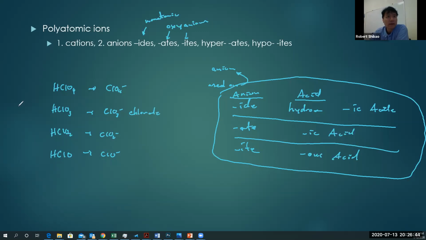If this one's chlorate, then this must mean it's chloric acid. Because what we do is we take the anion name chlorate and then just change it to ic acid. ATE goes to ic acid, so this is going to be chloric acid. What's this one, ClO4 minus called? It has one more oxygen, so it's hyper, but we don't use hyper. It would be perchlorate. So if this one's perchlorate, then, well, it's an ATE, so we just change it to ic acid. So this is called perchloric acid.